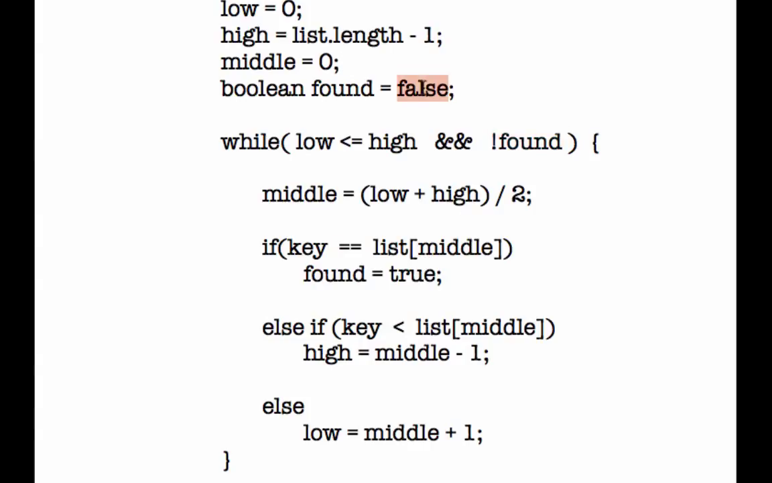Initially, the value of found is set to false. Not false is true. And because it's true, the while loop will iterate. Eventually, it is possible that found is going to be reset to true. And when that happens, this evaluates to false. Not true is false. And because the condition is false, the while loop will stop.